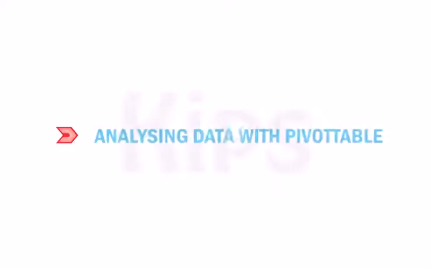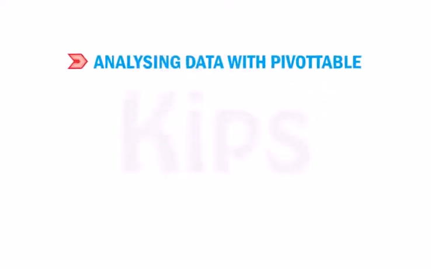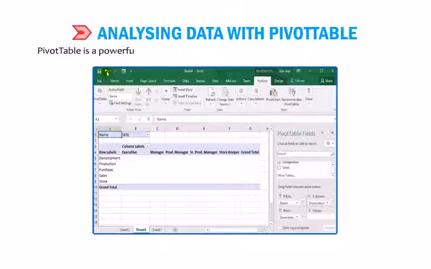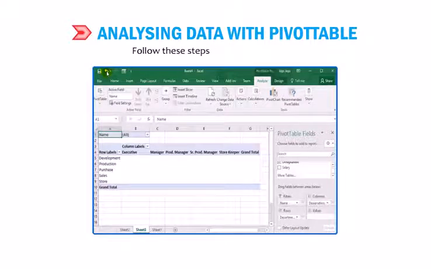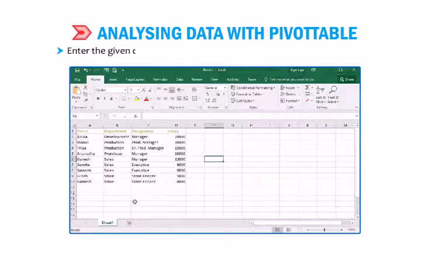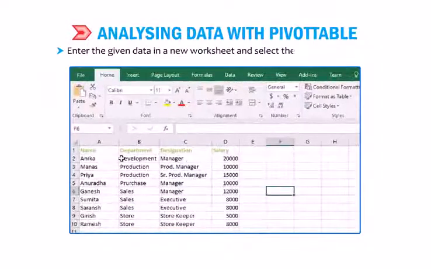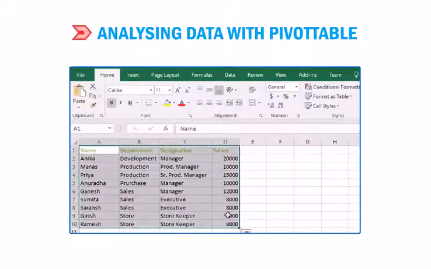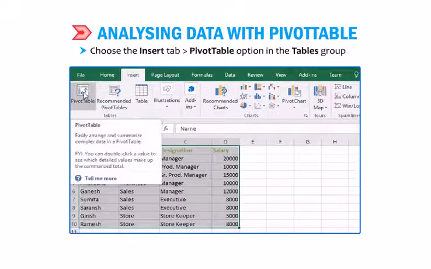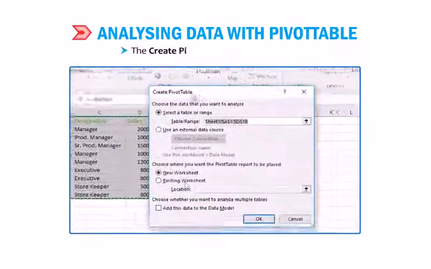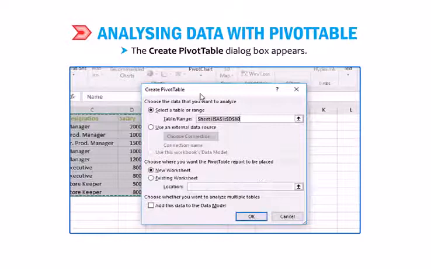We will learn how to analyze data with Pivot Table. Pivot Table is a powerful tool for consolidating, summarizing and presenting the data. Follow these steps to create Pivot Table. Enter the given data in a new worksheet and select the entire data range. Choose the Insert tab, then go to Pivot Table option in the Tables group. The Create Pivot Table dialog box appears.